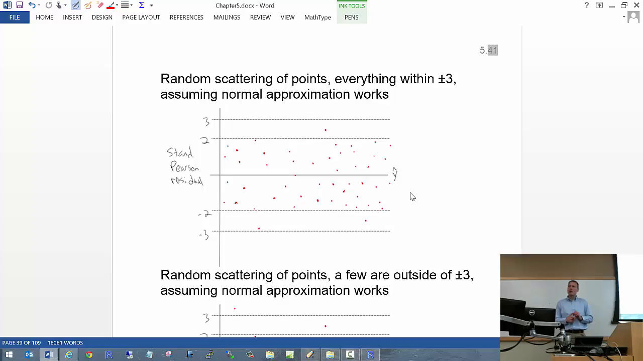Not really. No. Again, as we just kind of got done saying, and sorry, I forgot to mention, we have about 50 points here. So what we're seeing here is, yeah, we have a few outside of plus or minus 2, but they're still within plus or minus 3. As long as the normal approximation works, yeah, this is to be expected, even if you have a good model. Nothing to be concerned about here.